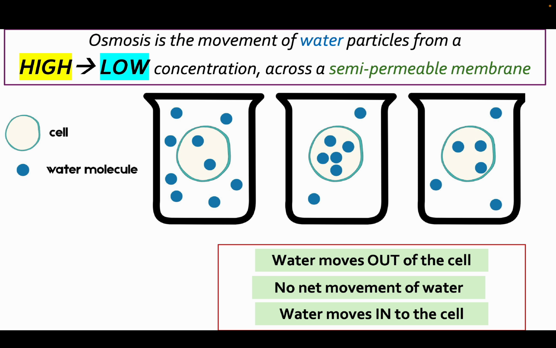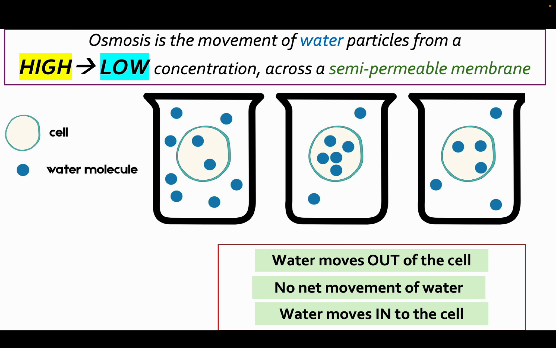We've already looked at the definition for osmosis, but just a quick reminder, it's the movement of water particles from a high concentration to a low concentration, and it happens across a semi-permeable membrane. In our case over here, I've given you 3 beakers. Again, a very simplistic image, but the point is really, really important. So, the cell is shown as a key on the side, and those small blue circles represent water molecules.